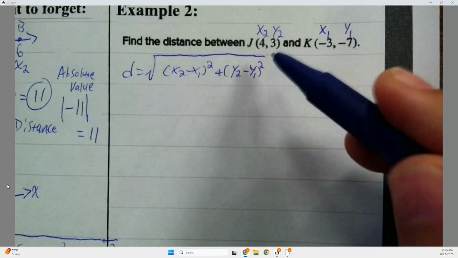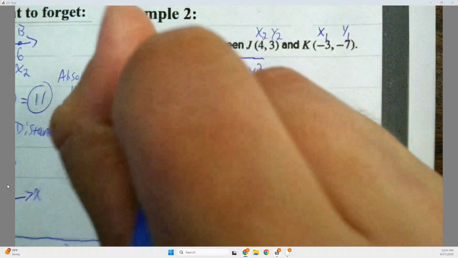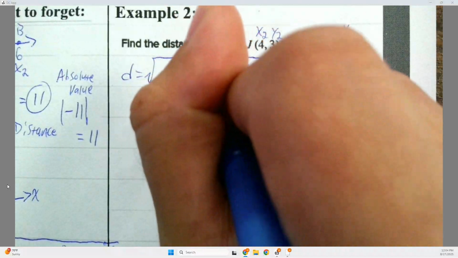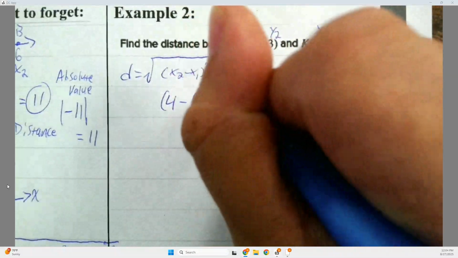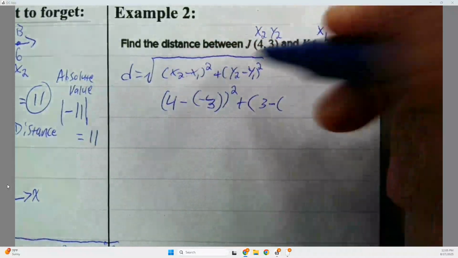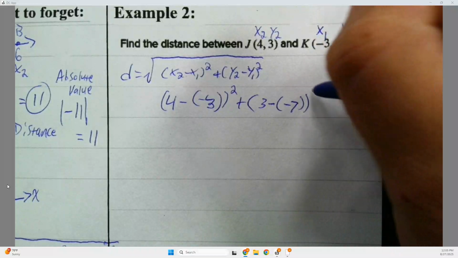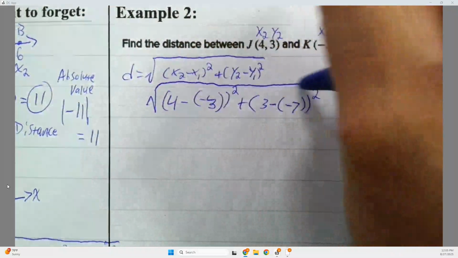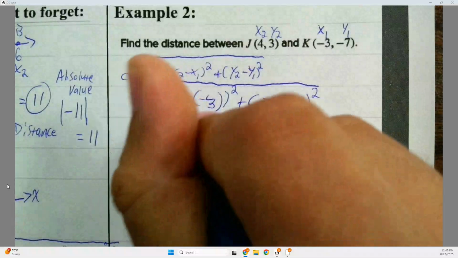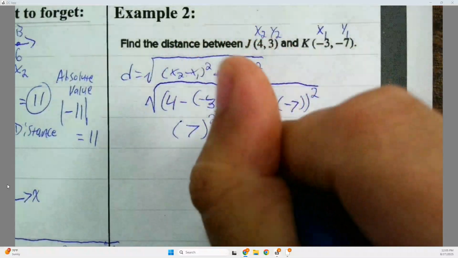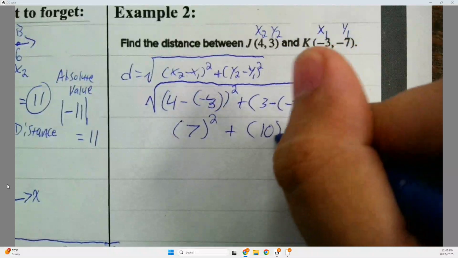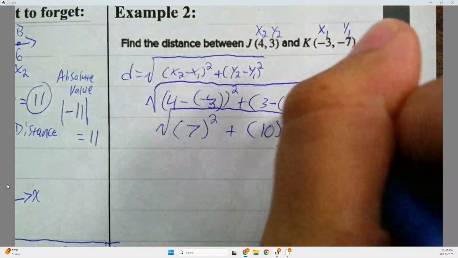So now I plug them in. x2, well I have 4, minus x1, which is negative 3. 4 minus negative 3 squared plus y2. y2 is 3 minus y1, negative 7 squared. And at the end, I take the square root of the whole thing. 4 minus negative 3, double negative is a positive. Well, that's 7, and I'm going to square it. 3 minus negative 7, well, that's 3 plus 7, so that's 10 squared. And I take the square root.